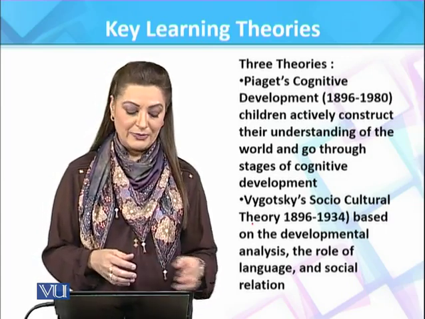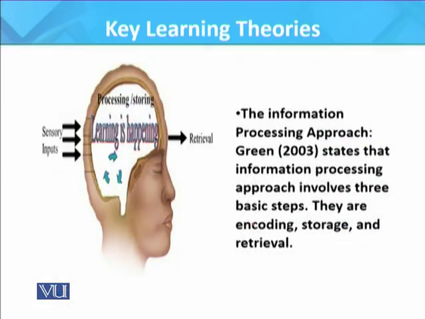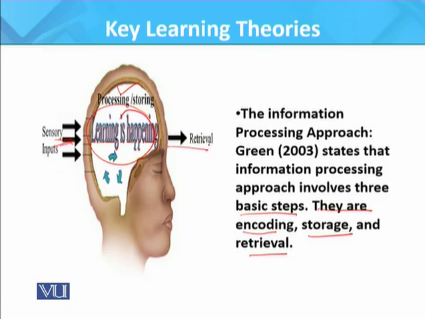The third theory is the information processing approach theory, whereby Green proposes that the information processing approach involves three basic steps. They are encoding, storage, and retrieval. So you see the input coming from here and learning takes place here. This is the processing form. And then on the basis of this retrieval, you go back to the information which first served as the input.